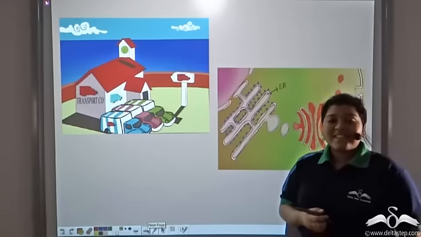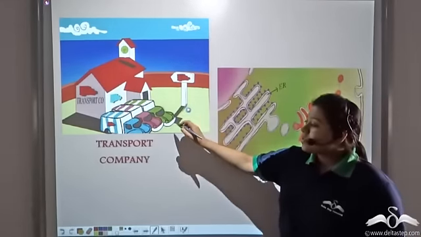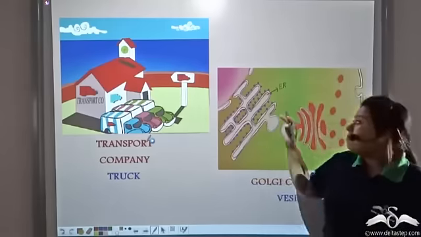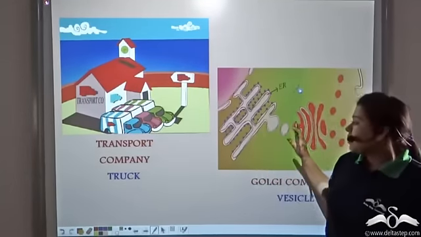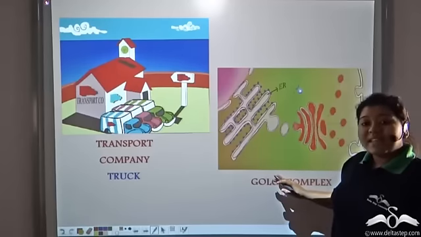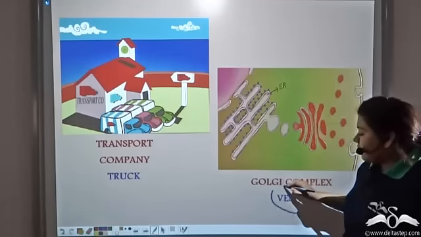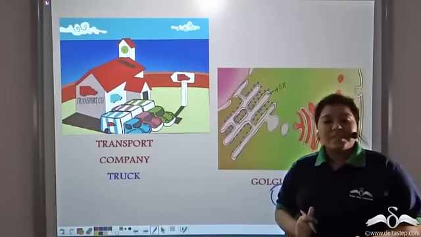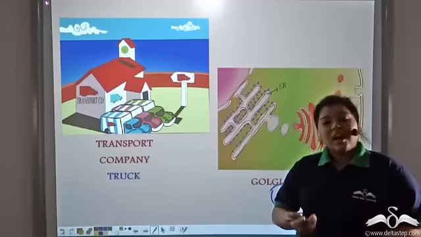So just like the city got its new transport company that had its own set of trucks to make the deliveries, similarly, plant and animal cells have a special organelle known as Golgi complex, and these Golgi complex are made of vesicles that transport the manufactured and the modified proteins within the cell, and they can also be secreted out of the cell.